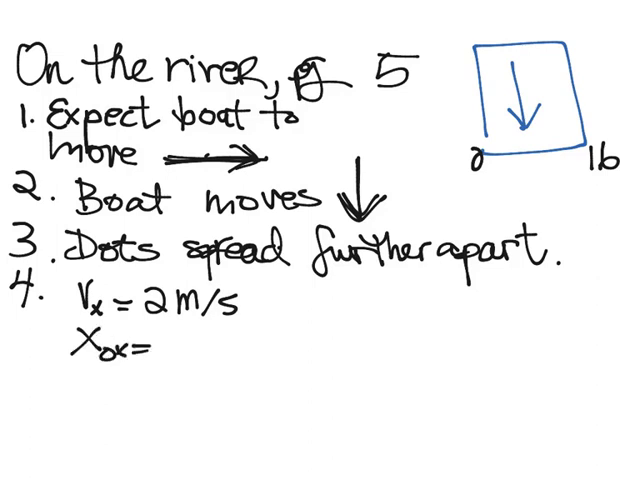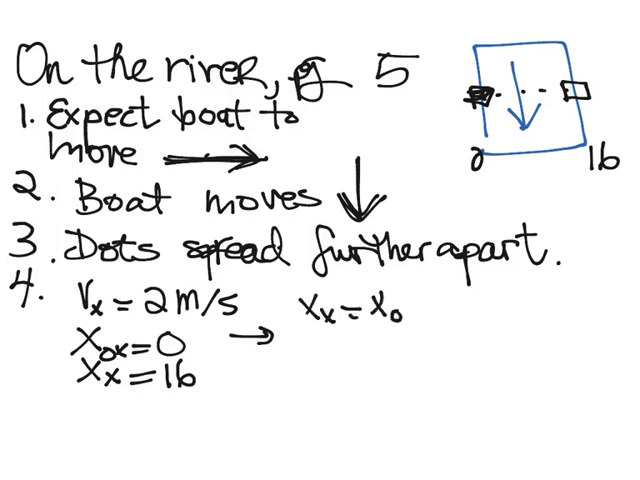x naught x, where the boat starts, is 0. So the boat starts over here. And xx, the boat's final position, is equal to 16. There's no acceleration, so I can use my first equation, xx. And notice it's the same first equation, except I'm putting an x underneath everything: xx equals x naught x plus v naught x t plus 1/2 ax t squared.